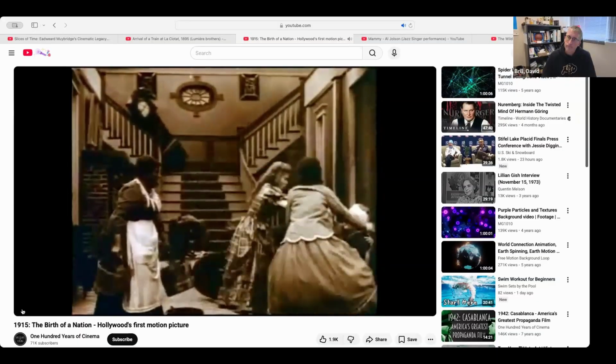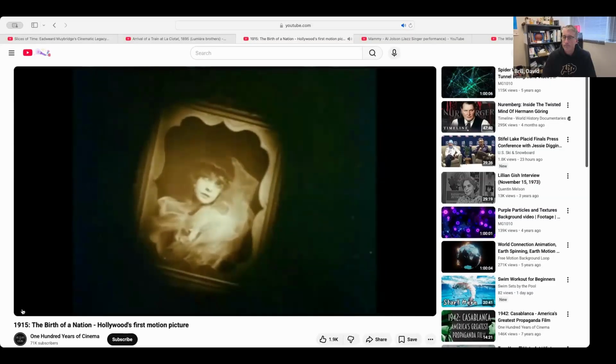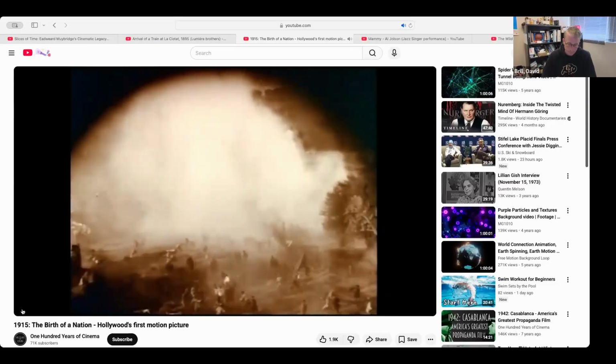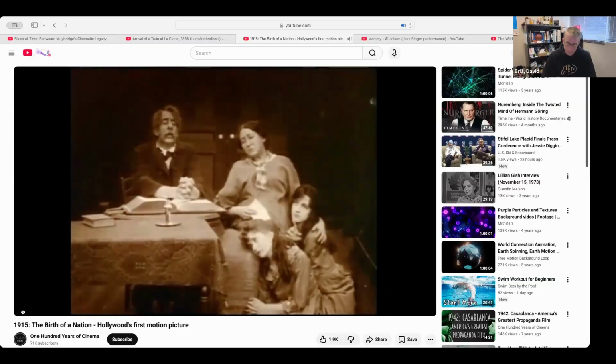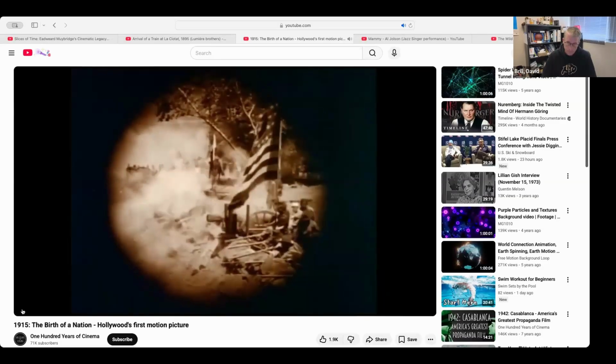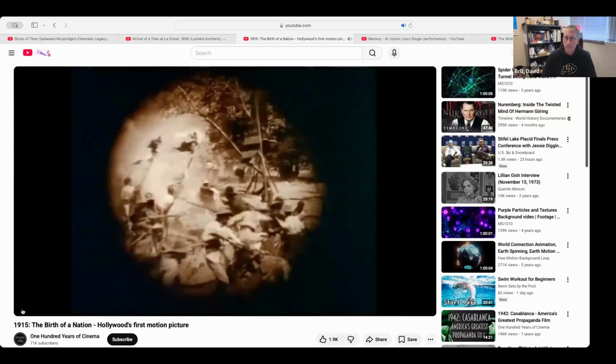By making use of new editing techniques like parallel editing, cutting between two different scenes that were happening at the same time, the film managed to show a huge scope of story, cutting from the battleground to families praying at home and then back to the battle. This wasn't just something that was happening to a small group of people. This was happening to the whole country.